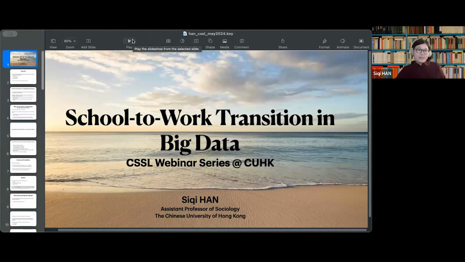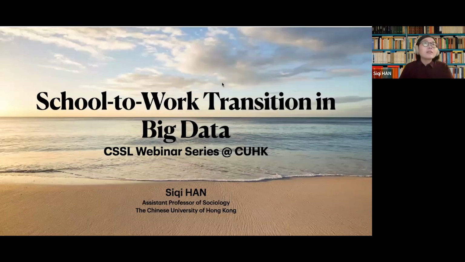As Professor Liang introduced, I am an assistant professor of sociology at CUHK, and I am affiliated with the CSS lab here. I'm proud to present something related to my work at the CSS lab. Let me start the PowerPoint. You can all see the PowerPoint with the sea and the sand, right? Okay. So the title of the talk is School to Work Transition in Big Data.